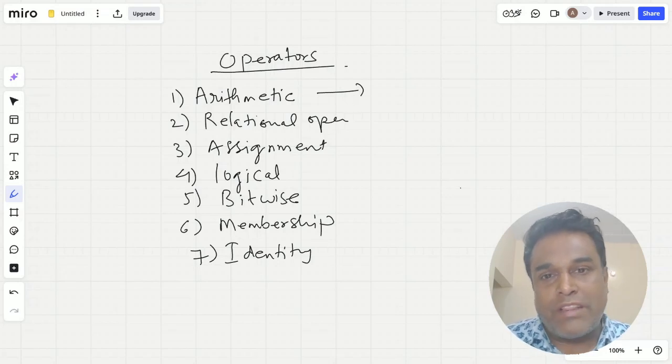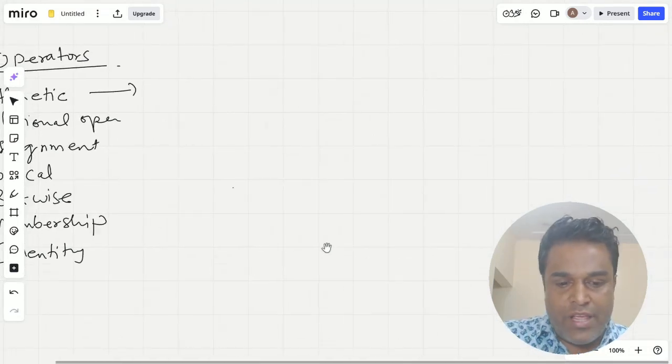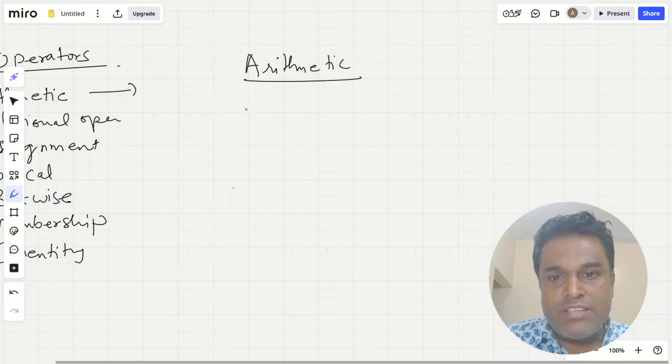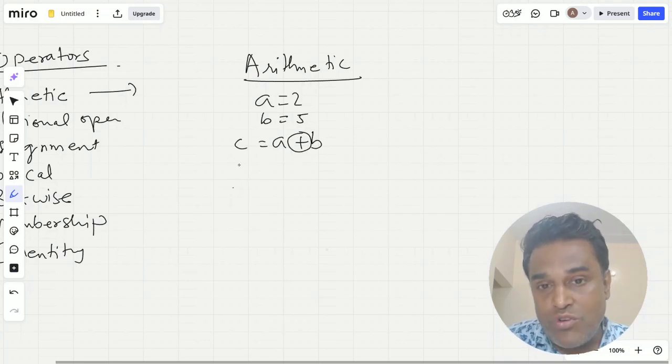Arithmetic means for mathematical calculation. So the arithmetic operators will go something like this. I'm going to shift it aside and very quickly discuss the arithmetic operator, which I have already discussed. So let us do it again. If A is equal to 2 and B is equal to 5, we can do some mathematical calculations like the plus operator. So I can add A plus B, that is the plus operator over here, right? And I can assign it to C if I want.